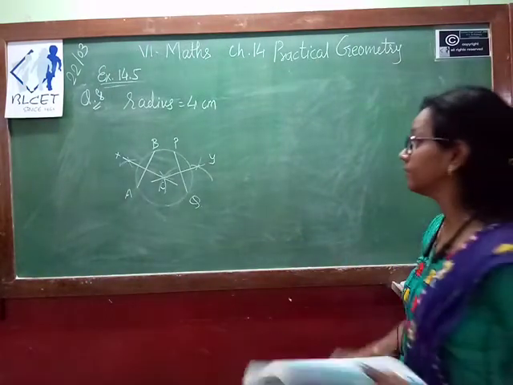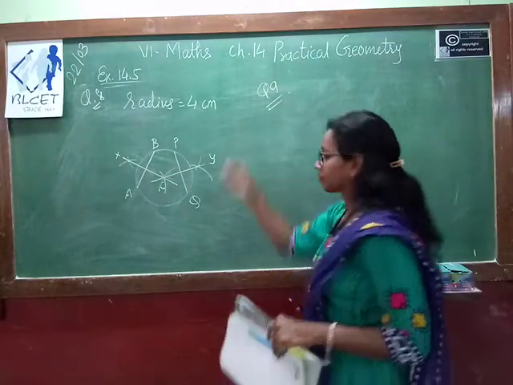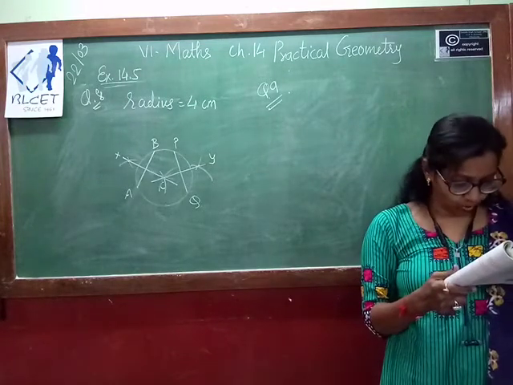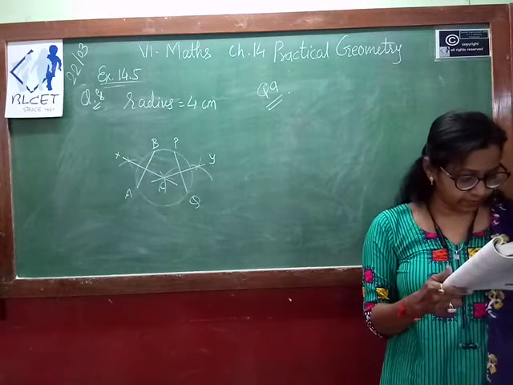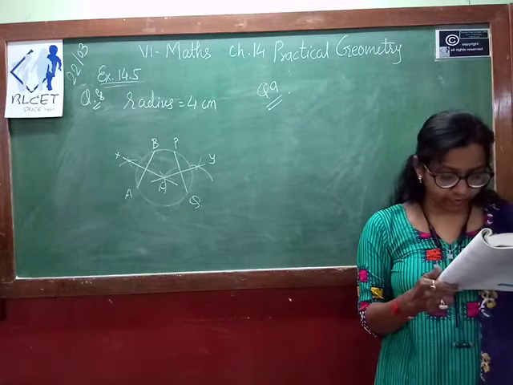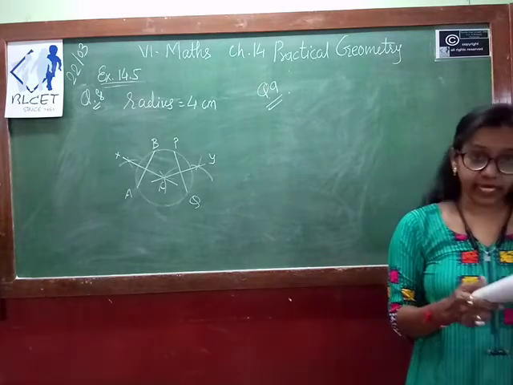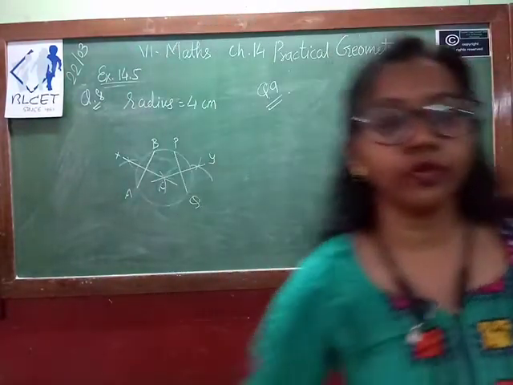Question number 9. Draw an angle with vertex O. Take a point A on one arm and B on another arm such that OA is equal to OB. Draw the perpendicular bisector of OA and OB. Let them meet at P. Is PA equal to PB? Let's see. So what we have to do?